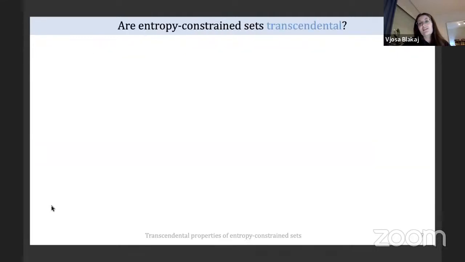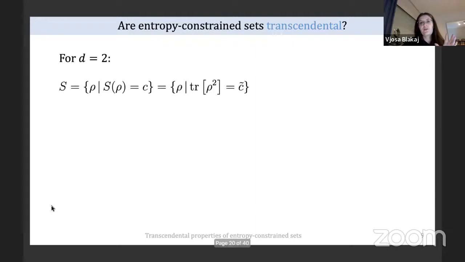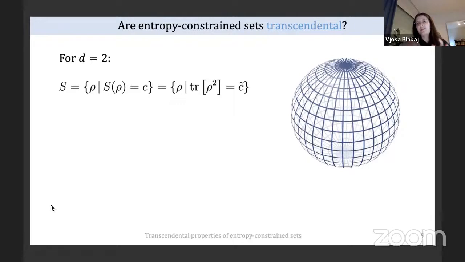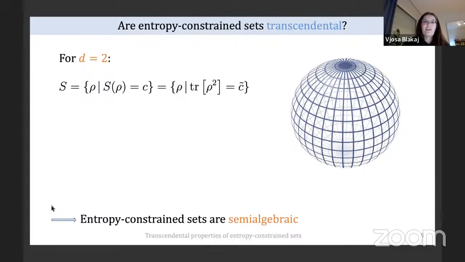Okay, so this is still not everything we need to answer this question. We have to be careful when we consider dimensions, because for dimension 2, the set of density operators that have fixed von Neumann entropy can be written as the set of states with a given purity. This is for qubits, and for qubits, we know that in the Bloch representation, this is just a sphere, and a sphere is very algebraic. So the answer to whether entropy-constrained sets are transcendental in dimension 2 is negative, because in this dimension, these sets are still algebraic or semi-algebraic.